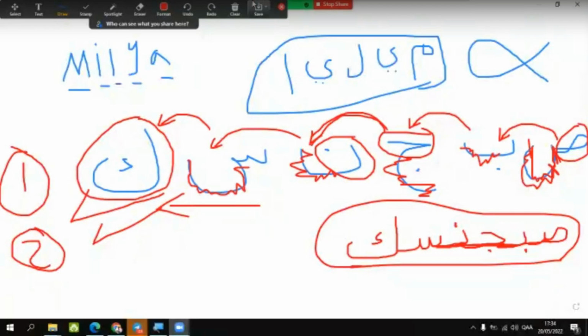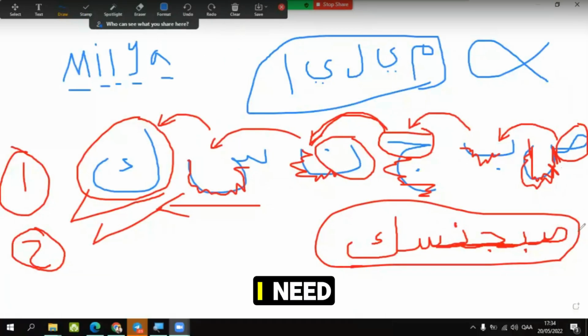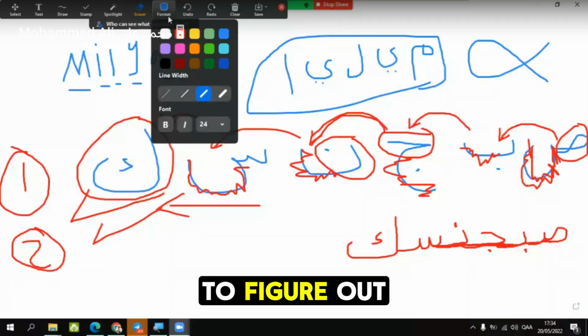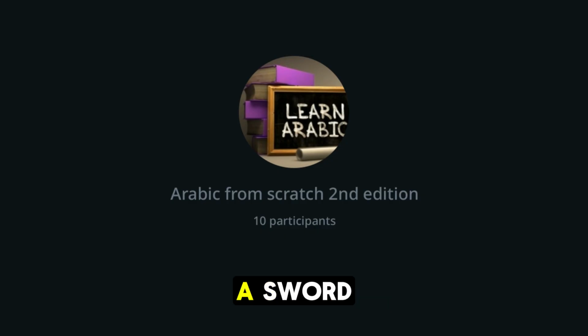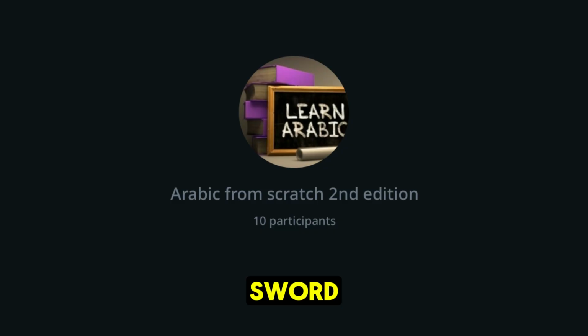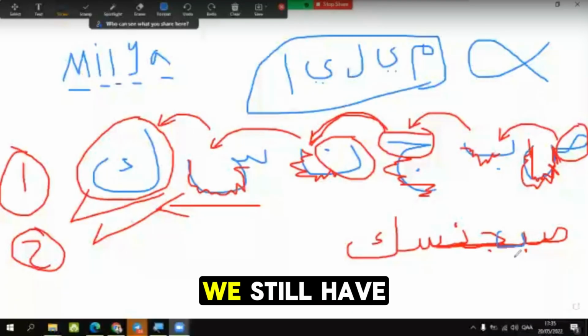This means when I look at a word like that, I need to instantly, by my own experience and practice, figure out that this letter is a sod. We just cut half of it. We just cut this half of the sod. This part is a ba. We just cut the left part of it. We still have one tooth and the dot.